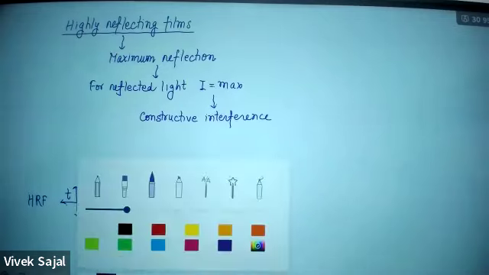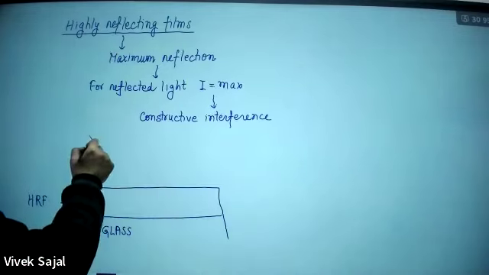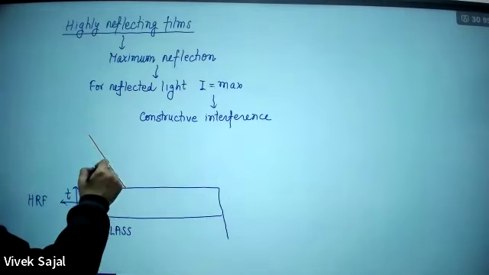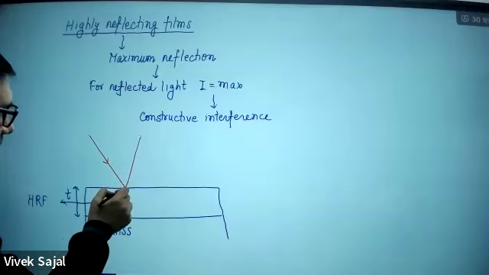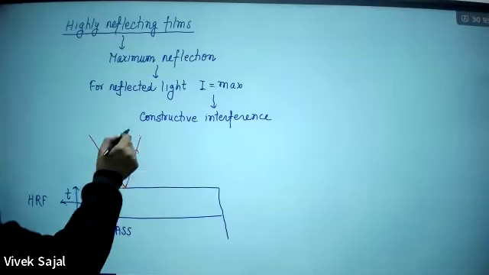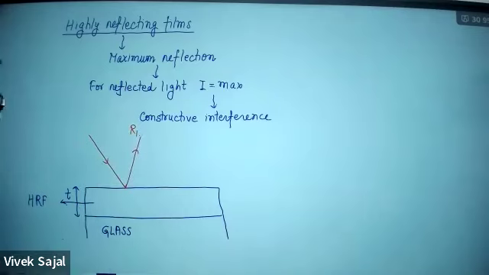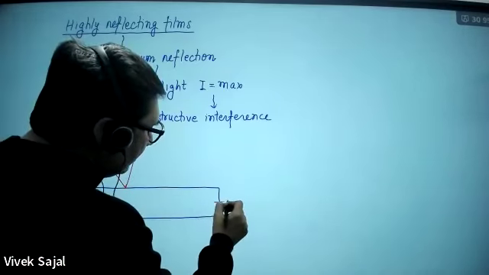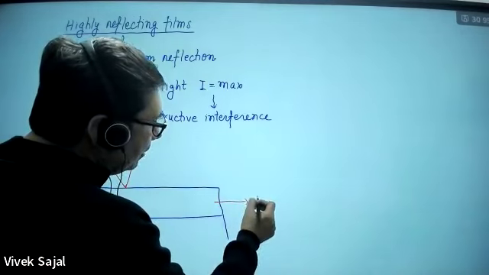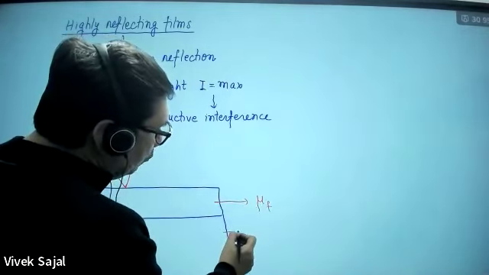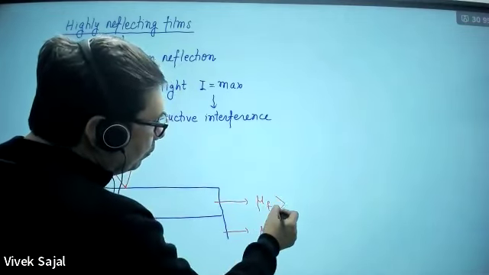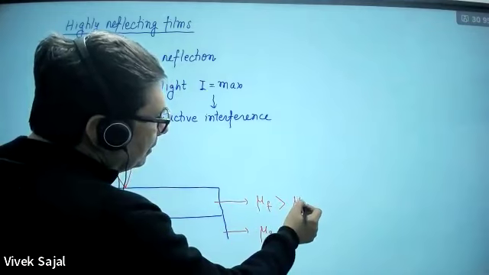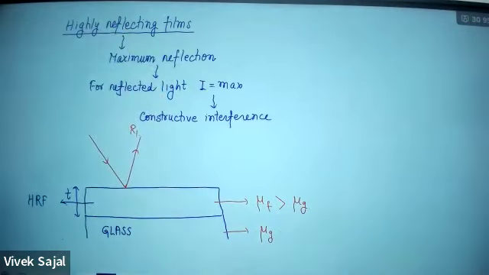Okay. Now light is incident on it again. A part of it will be reflected back. This is R1, but here this mu f, what we choose here, mu f, this is mu g, but this time mu f you are going to choose should be greater than mu g. Mu f will be greater than mu g for highly reflecting films.